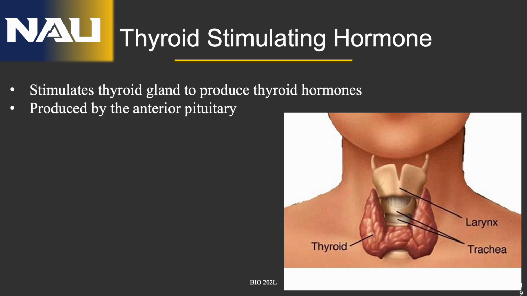When thyroid-stimulating hormone levels are too high, it can lead to hyperthyroidism, where the thyroid is overactive. Symptoms include rapid heartbeat, weight loss, and increased appetite. Conversely, when thyroid-stimulating hormone levels are too low, it can result in hypothyroidism, where the thyroid is underactive. Symptoms include fatigue, weight gain, and sensitivity to cold.